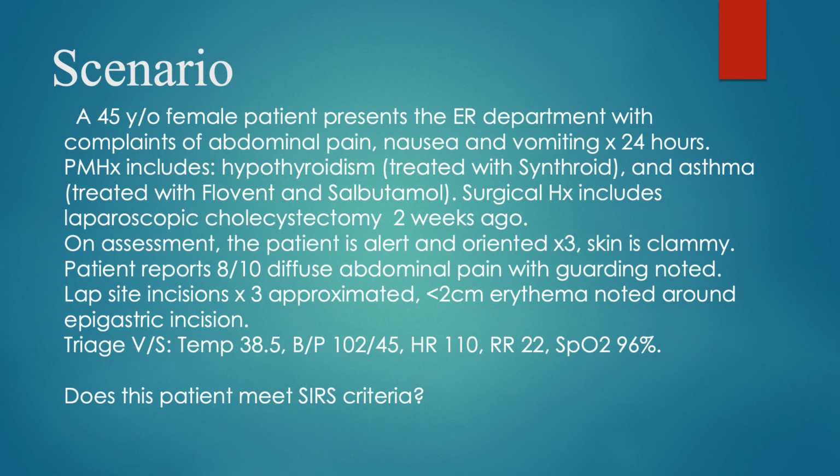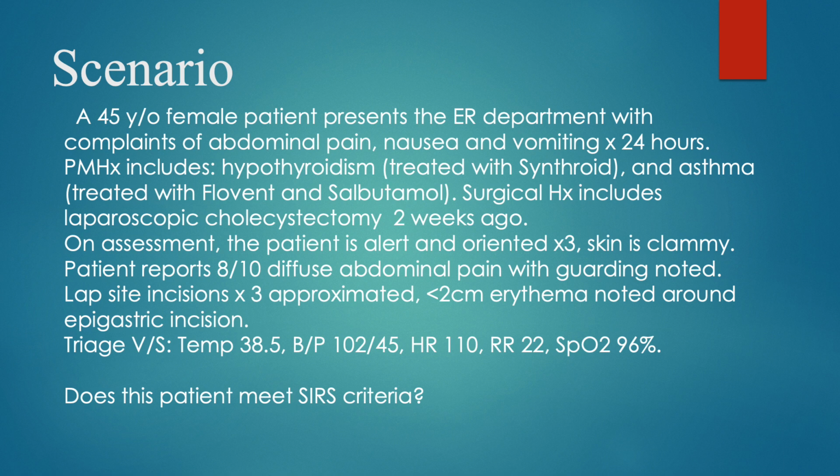So here we'll apply this information into our clinical practice. A 45-year-old female patient presents to the emergency department with complaints of abdominal pain, nausea, and vomiting for the last 24 hours. Past medical history includes hypothyroidism, treated with Synthroid, and asthma, treated with Flovent and salbutamol. Surgical history includes laparoscopic cholecystectomy 2 weeks ago.